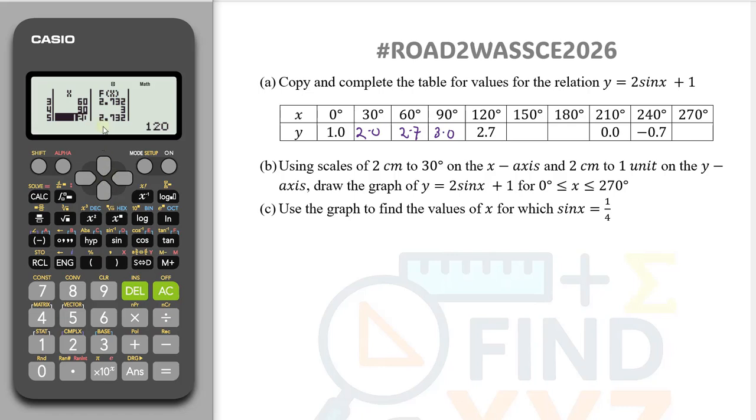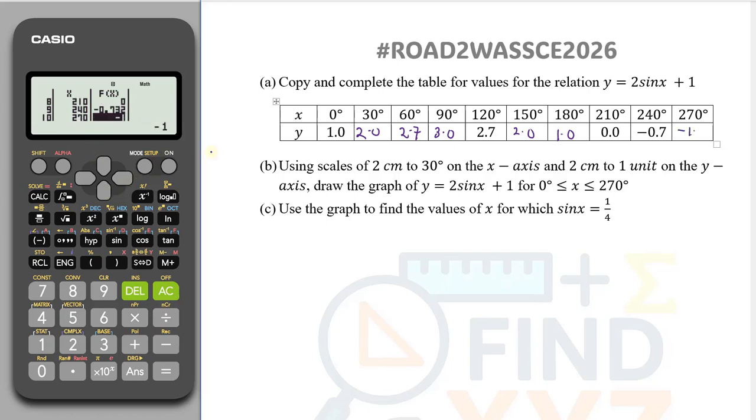Then 120 is also giving us 2.732. So in one decimal place, that will give us 2.7, which has already been given. Then the next value, which is 150, is giving us 2.0. Then 180 is giving us 1.0. Then 210 is giving us 0.0, which has already been given. Then 240 is giving us negative 0.7, which has already been given. Then finally 270 is giving us negative 1.0.